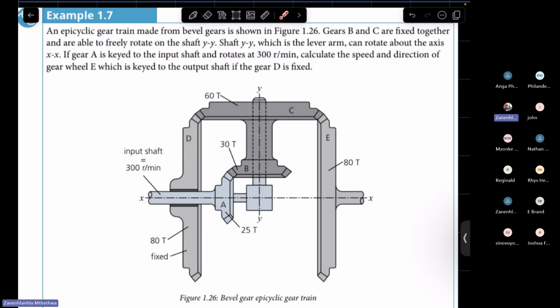Bearing that in mind, for an epicyclic gear system made of bevel gears, the way we treat the external gear is to get the rotational frequency of gear B. Gear A is fitted with the input shaft, which is rotating at 300, so gear A is rotating at 300. We have the number of teeth of gear A and gear B, so we can use the relationship of these two meshing gears to calculate the rotational frequency of B. That rotational frequency we are going to use in our third condition.